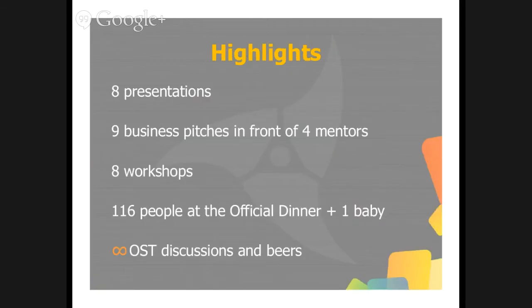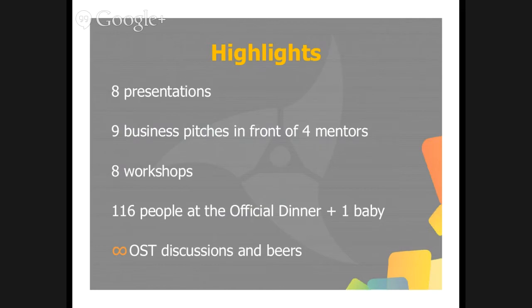Some highlights. There were 8 presentations on topics related to entrepreneurship. There were 9 business pitches in front of 4 mentors, which could further help the people that pitch their ideas to develop them. There were 8 workshops, again, on very specific entrepreneurship topics, like lean startup and other things like this.